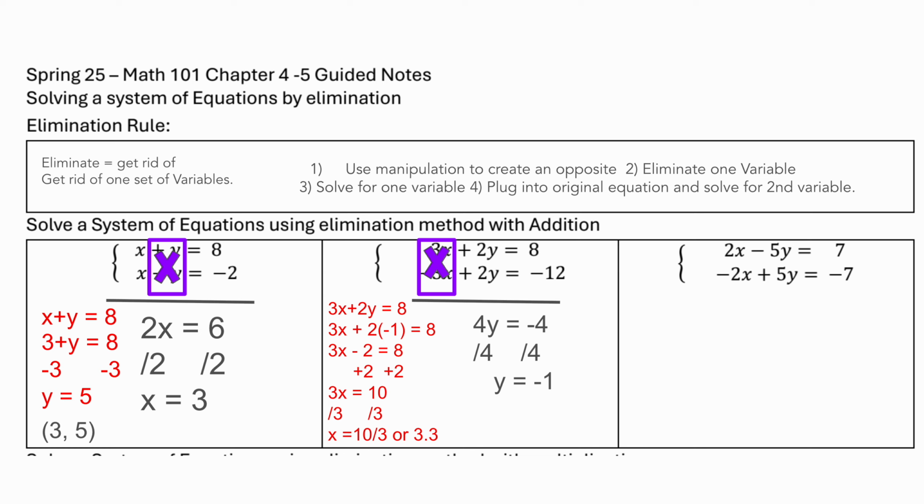Okay, last system. 2x and -2x. We also have -5y and +5y. And we can see that we have two different sets of opposites. And when this happens, we're going to do the same. We're going to eliminate, but we can actually eliminate both.